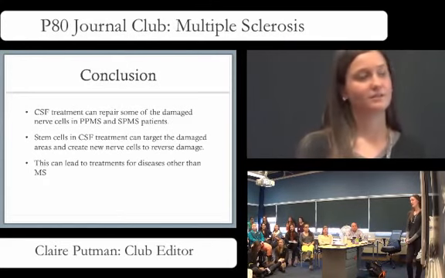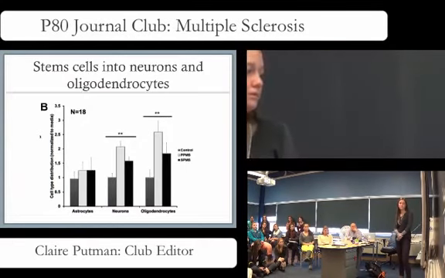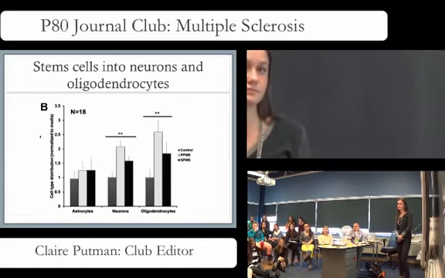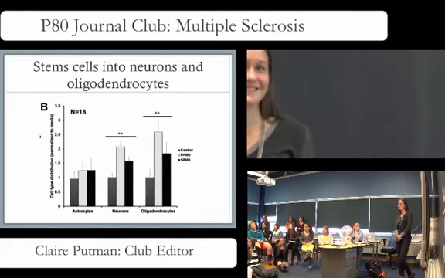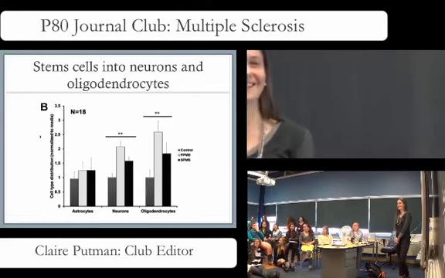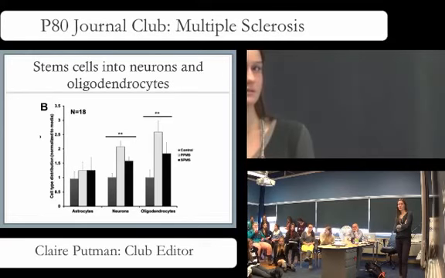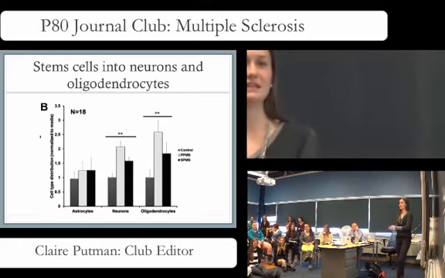Can you go back to the graphs that you had? Yeah. So the cerebral spinal fluid of an MS patient differentiates cells differently than the cerebral spinal fluid of a regular patient. Correct. Somehow the disease is getting cells to differentiate. It's forcing the cells to differentiate into different cells. Right, into cells that were damaged that they need more of.